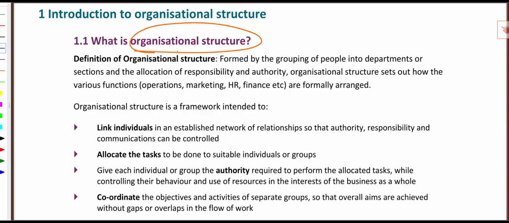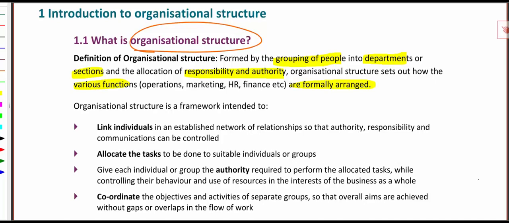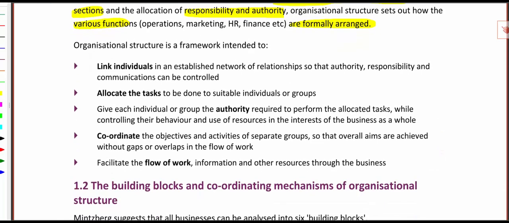So what is an organisational structure? The definition we've got here is the grouping of people into departments or sections, which shows the allocation of responsibility and authority, and it sets out how various functions are formally arranged. Think of your organisational structure at work. You'll be able to see what teams are managed by whom, who's in which team, who reports to whom, and so on.